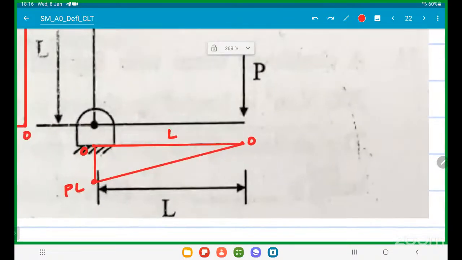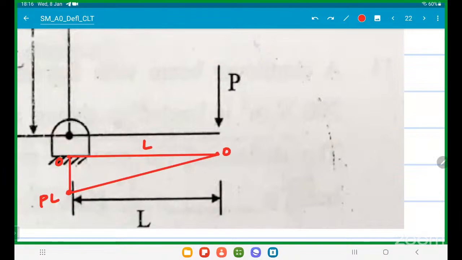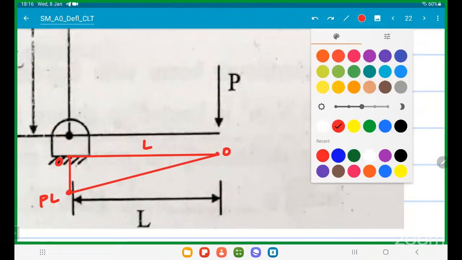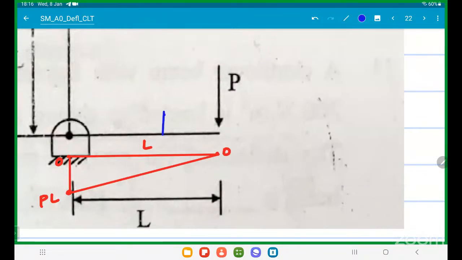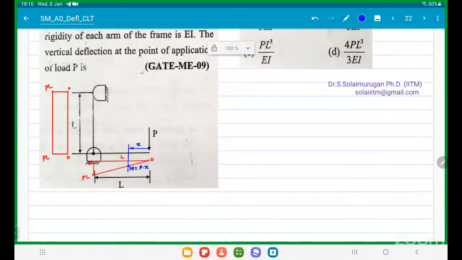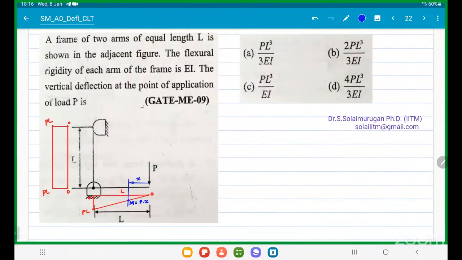So one is varying bending moment, another one is constant bending moment. For varying bending moment, we have to write the bending moment equation. For example, at this location, at x distance, what is the bending moment value? M is equal to P into x. Okay, done. Sir, we will calculate separately.